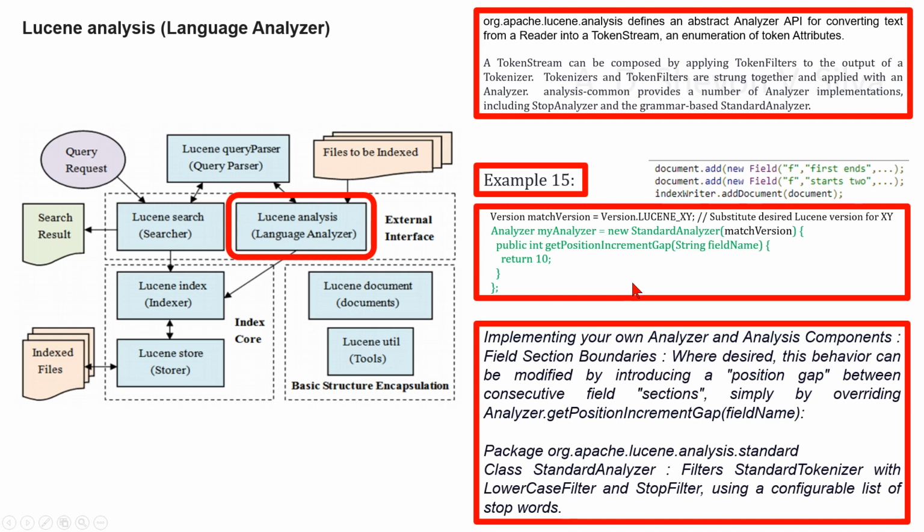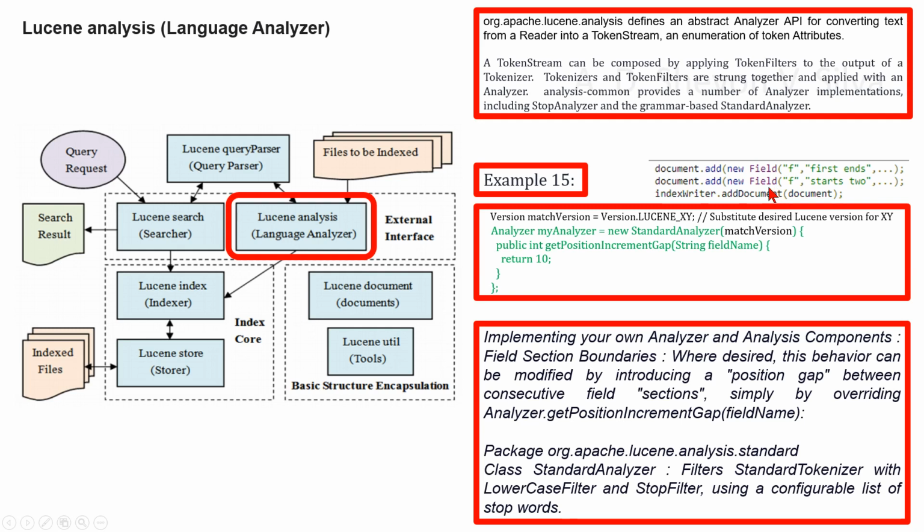Field section boundaries. When document.add field is called multiple times for the same field name, we could say that each such call creates a new section for that field in the document. In fact, a separate call to tokenStream(field, reader) would take place for each of these so-called sections.